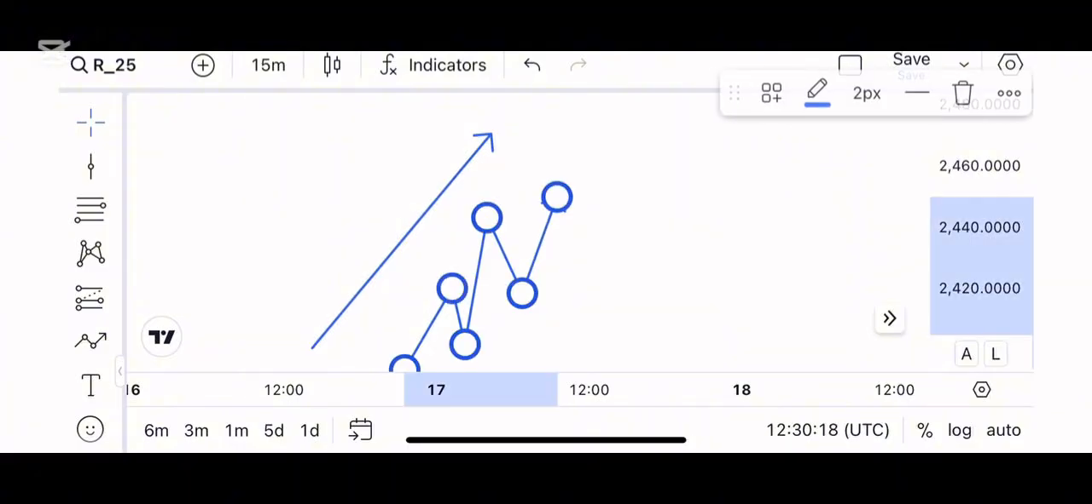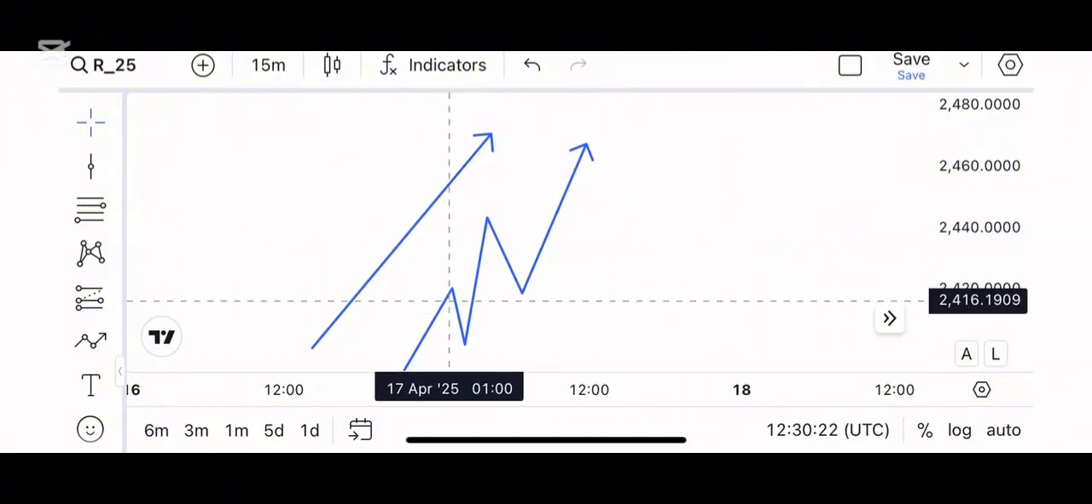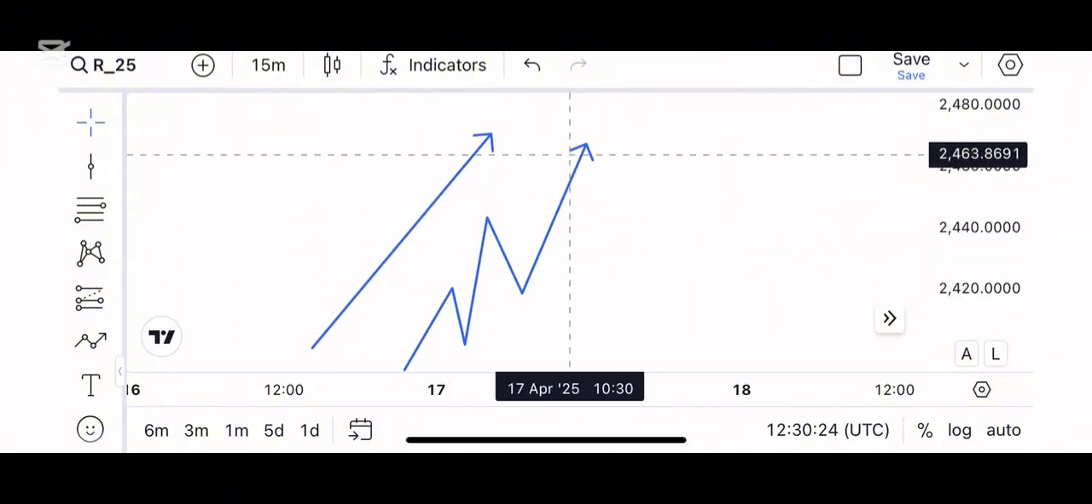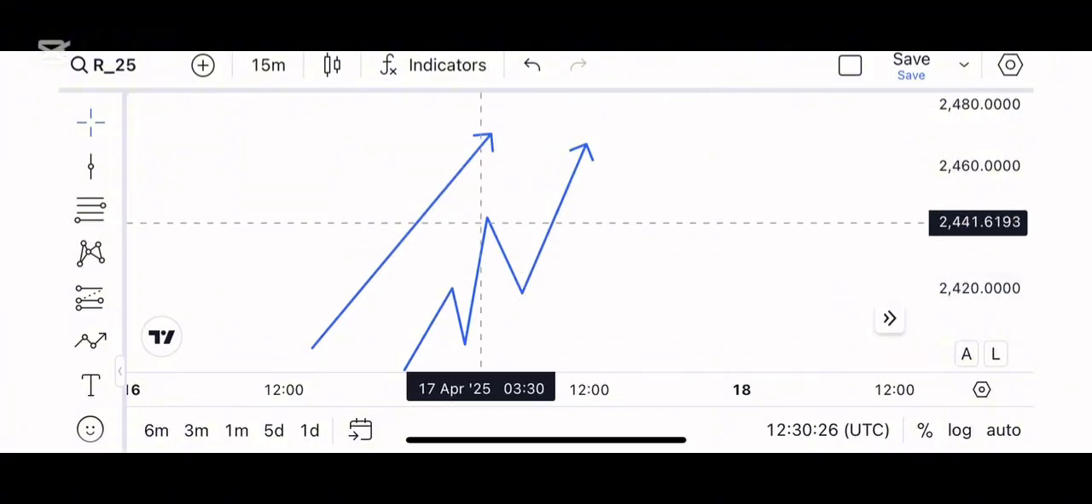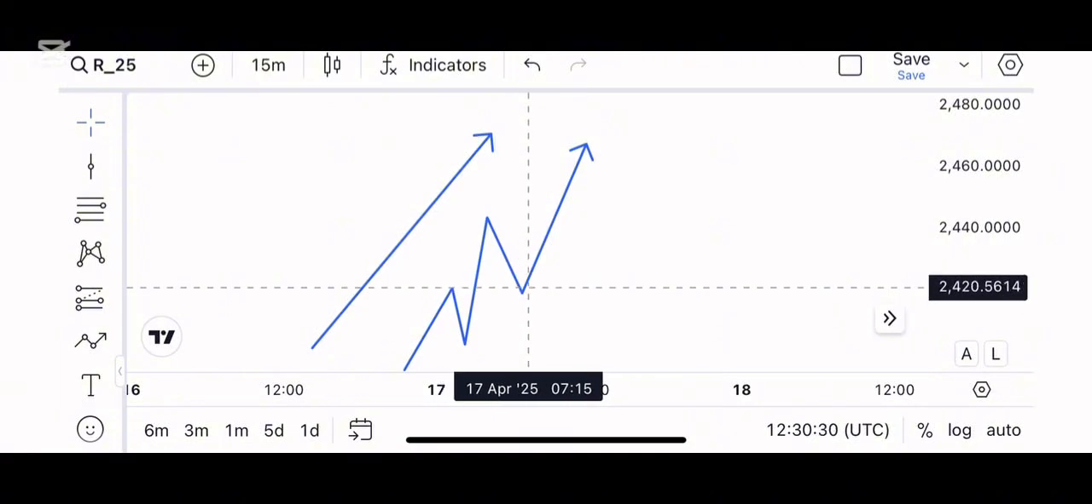But on its way to point B, you see the market doing all this. You can see the market going up, coming down, going up, coming down, going up. These times where the market begins to come down are called pullbacks. And this is how to take trades in the market.